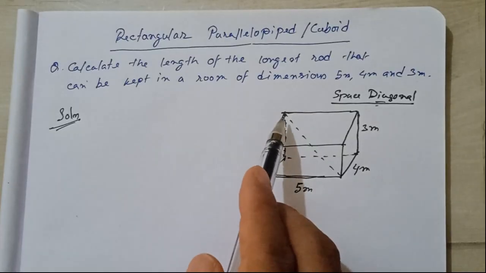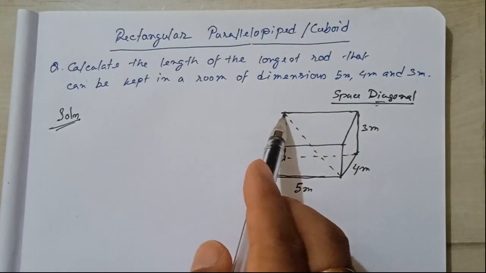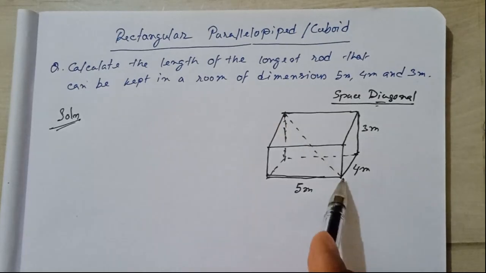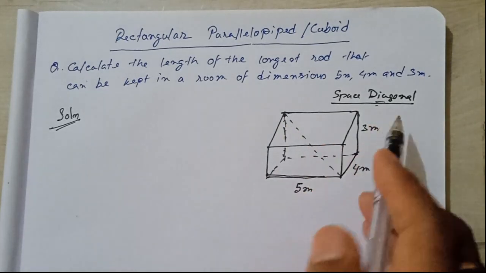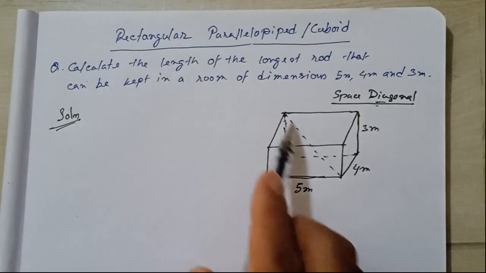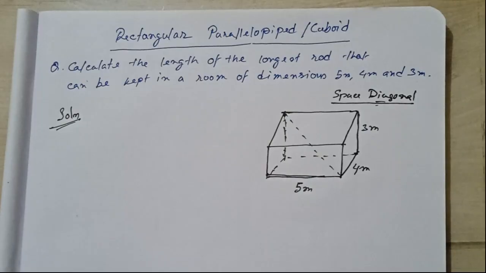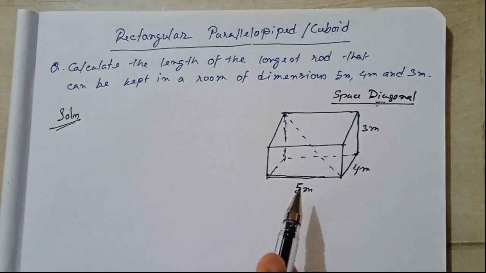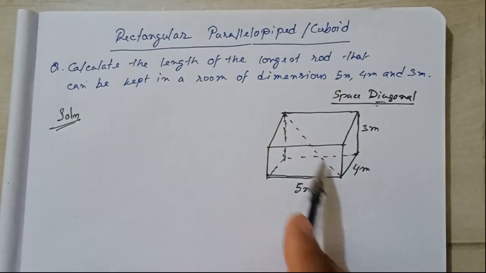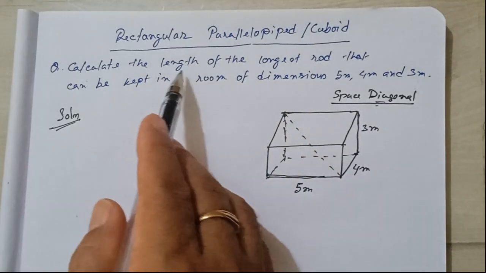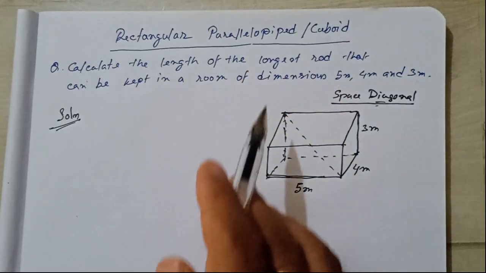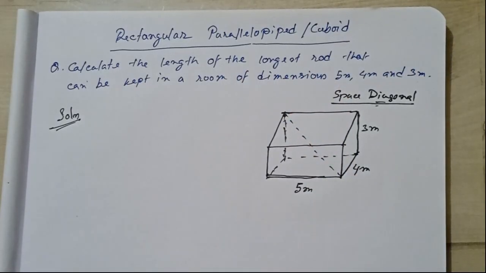So the diagonal from one vertex to the opposite vertex inside the cuboid, that is space diagonal, or simply we say it is diagonal. So that represents the longest line that is possible inside the cuboid. So if we find the length of the diagonal, then it will represent the length of the longest rod that can be inside the cuboid. So the solution will be like this.